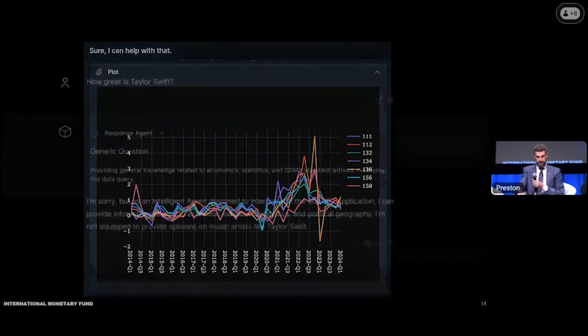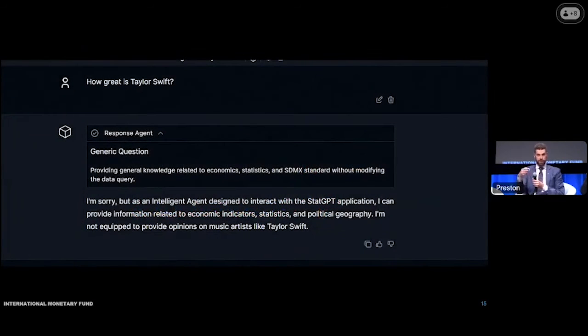So maybe just on the last slide, talk to you about the bouncer agent, as I maybe call it. So there may be really good reasons why we wouldn't want users to be able to ask a question like this: how great is Taylor Swift? Good question. Taylor Swift's not in our mandate, for one thing. So we want to make sure, and the other reason why you might want to regulate these things is if you're thinking of token costs.